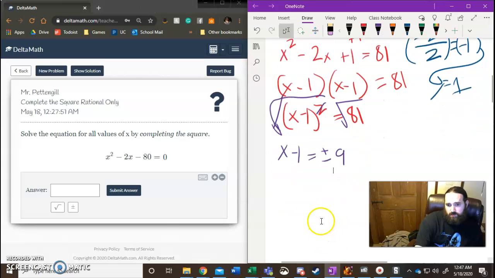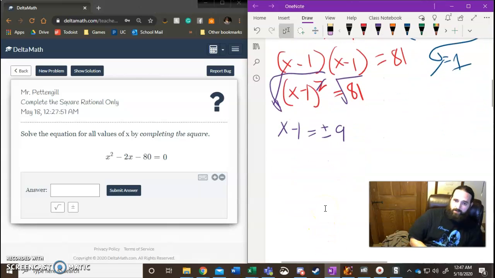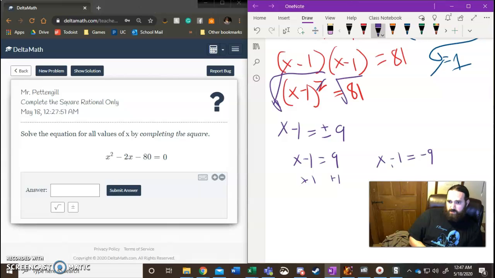From here, I'm going to do the same thing we've done several times. x minus 1 equals 9, and x minus 1 equals -9. Add 1 to both sides in both these problems.